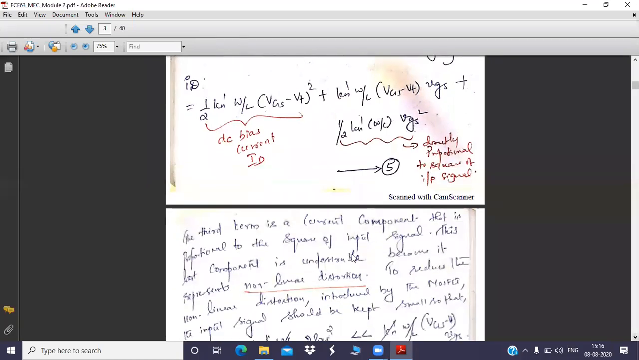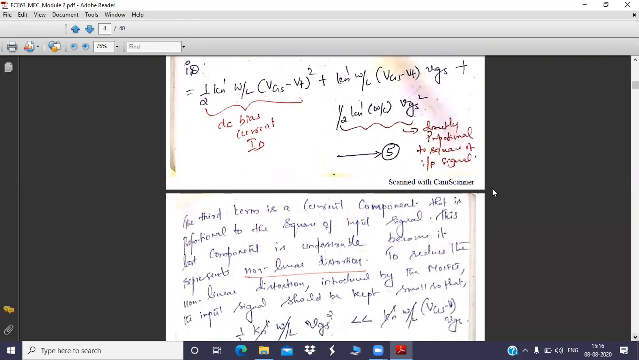The first term is pure DC. The second term is a combination of DC and AC. And the third term is directly proportional to the square of the input signal. Why input signal? Because VGS is nothing but your input.